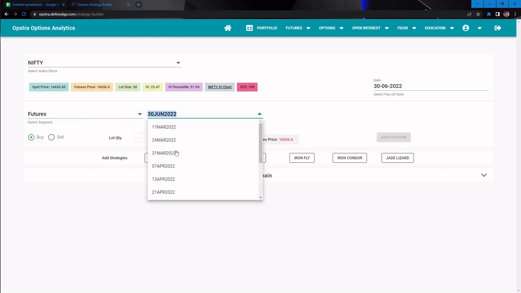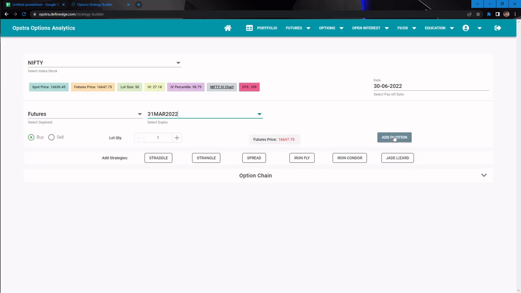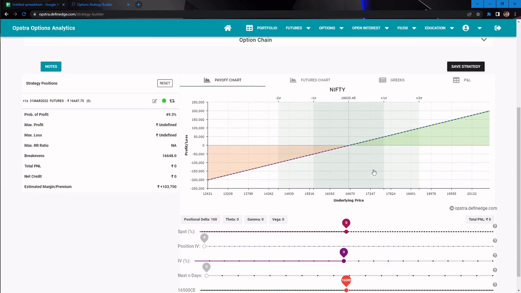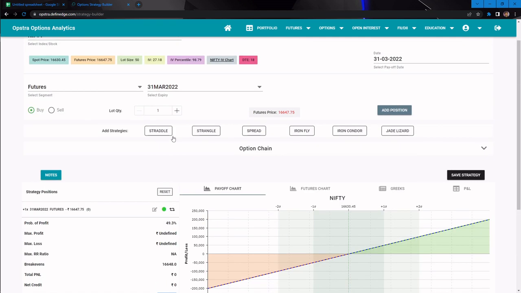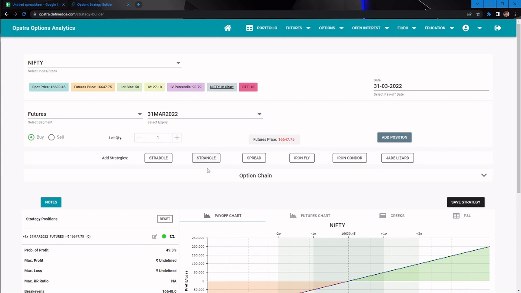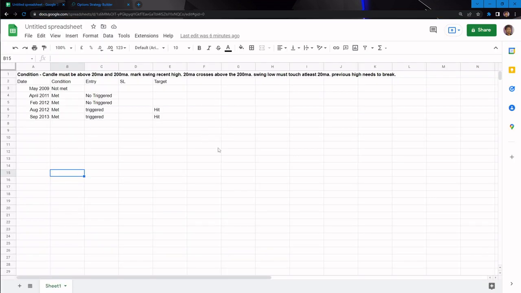Okay, and now let us take March itself. Take this future, add position. So your total margin needed is this. Whenever the month end contract expiry is happening, you need to close that future and open the next future. That is called rollover. Okay, you have to do either of these options, but let us see how this particular setup has performed till 2021, and then let us decide.